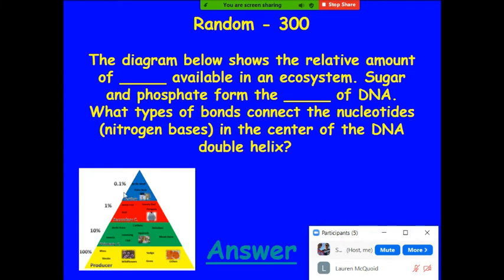So, clue for the first question. What are these percentages referring to? You'll notice 10% is only 10% of 100. 1% is 10% of 10. 0.1% is 10% of 1. And of course, if we went another step up to another apex predator, this would be 0.01%. All right, here we go.